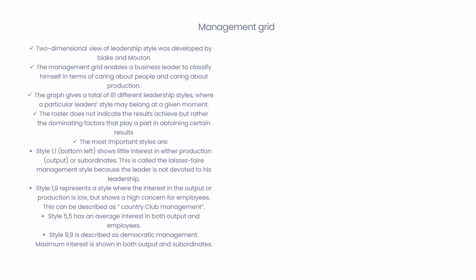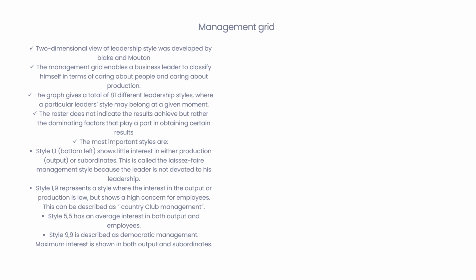The grid does not indicate the result achieved, but rather the dominating factors that play a part in obtaining a certain result. This is the purpose of leadership, obtaining the result. You influence, you show the direction, you communicate the direction, and you take people to the level of obtaining the result required. The most important styles are like style 1-1.